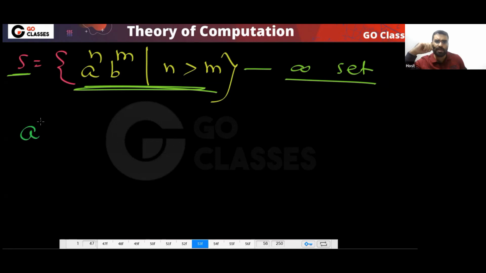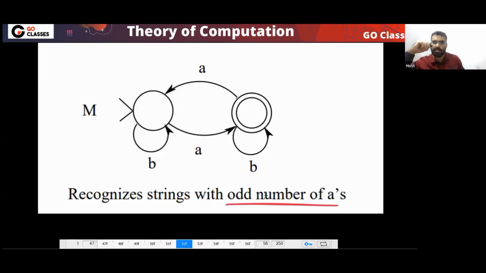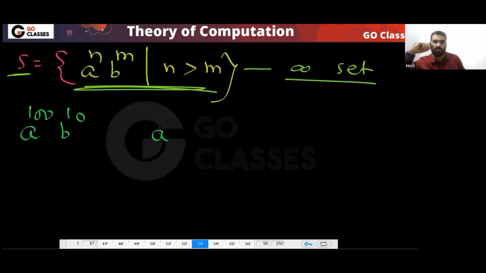The idea is this. For example, I can give you these two strings: a power 100, b power 10. I can also give you another string. So which string should I also give you? So this DFA is for odd number of A's. So you can notice I can give you a power 50, b power 2. Okay. So you can notice these two will go to same state.